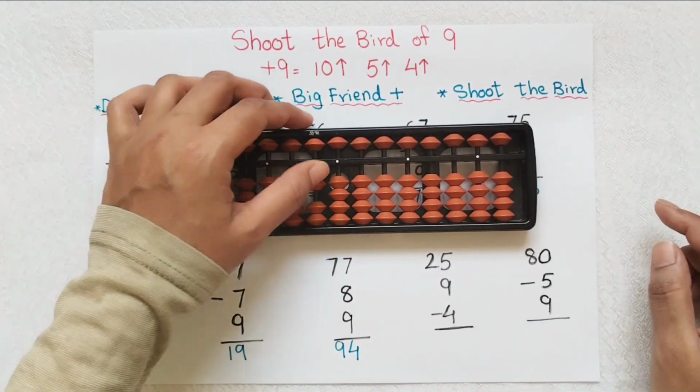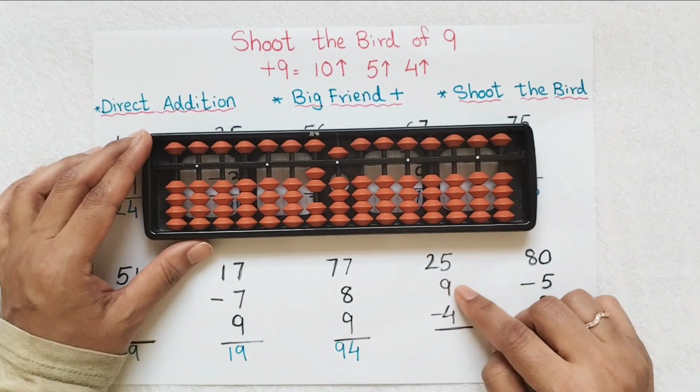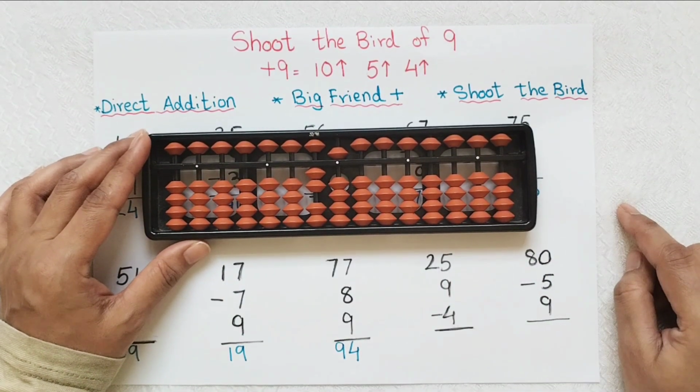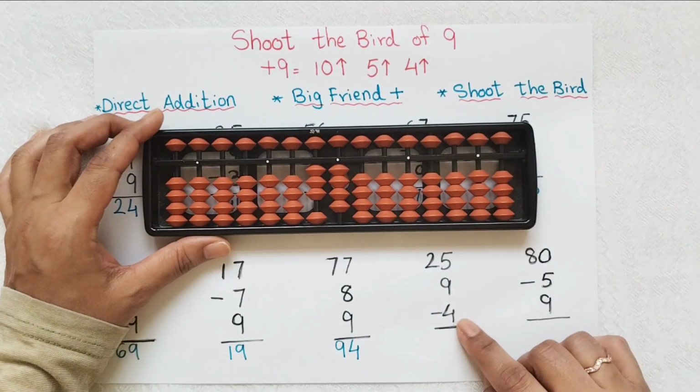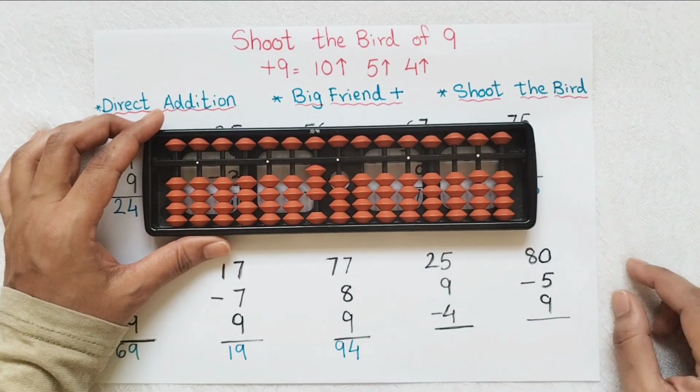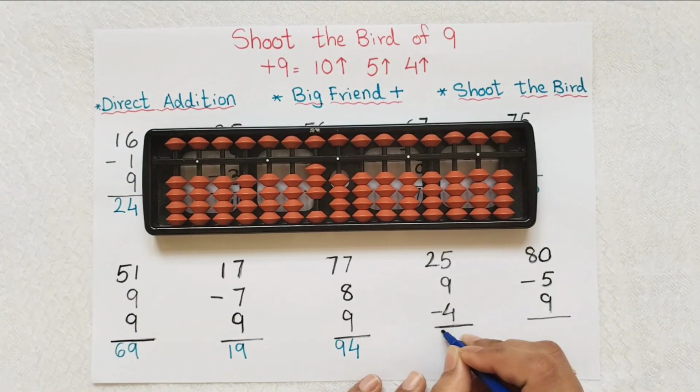Now 25 plus 9. I will use shoot the bird technique. That is 10 up, 5 up, 4 up. And now less 4. My answer is 30.